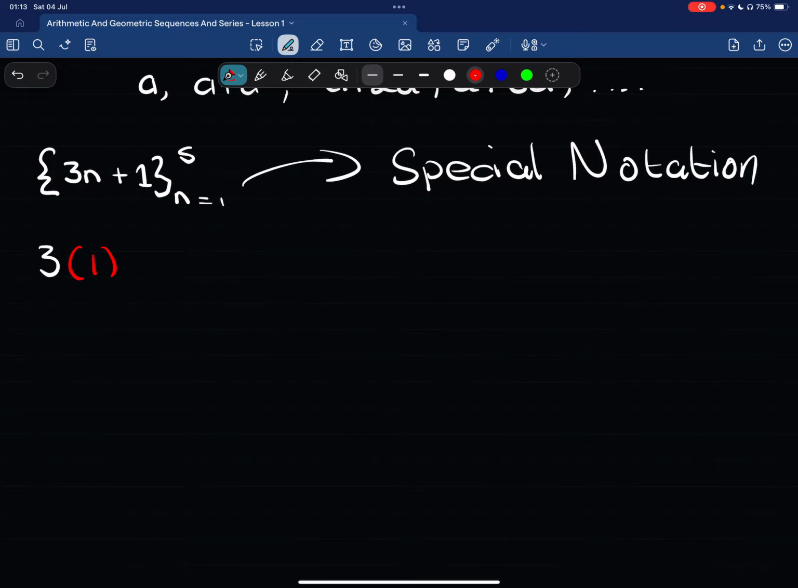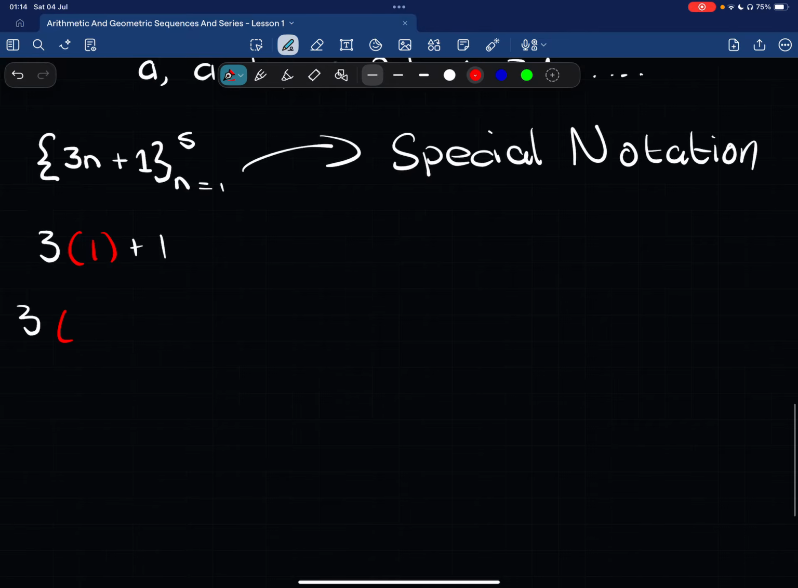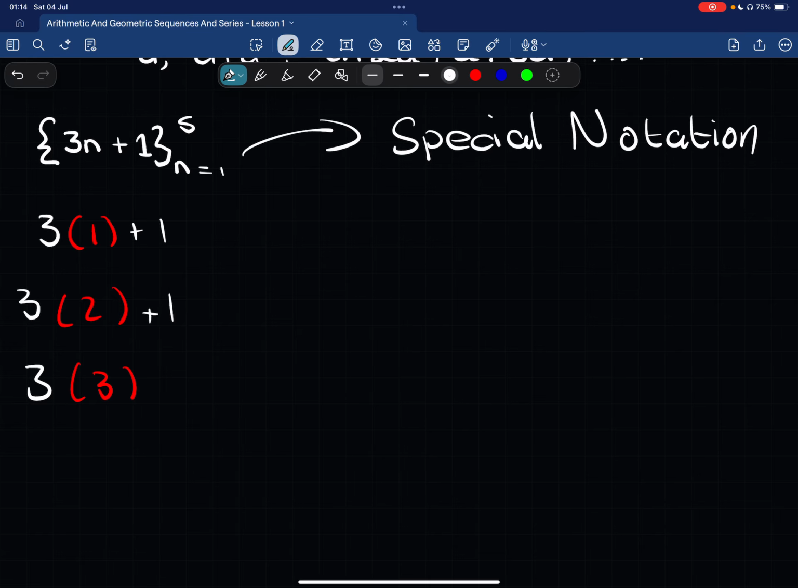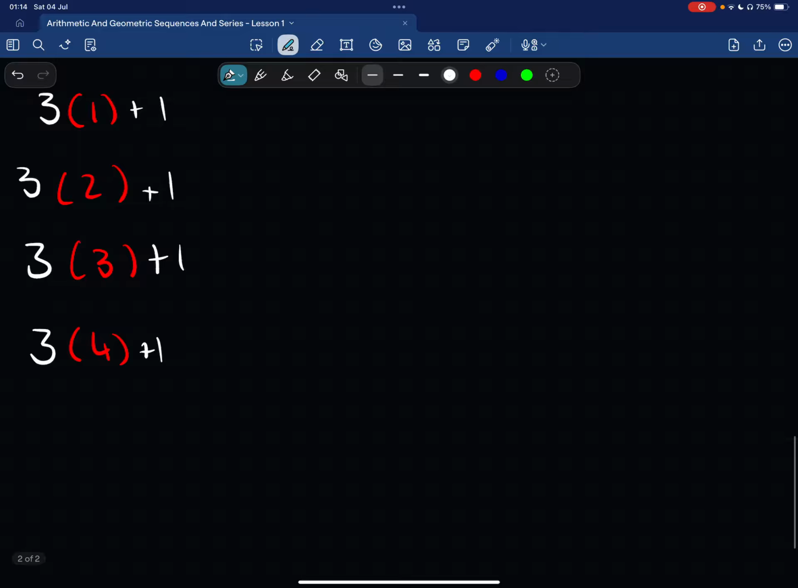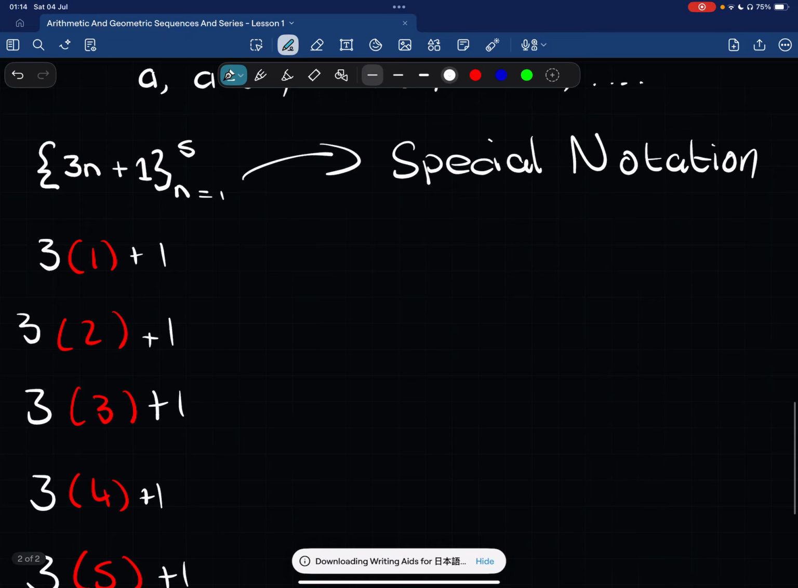So 3 into 1 plus 1, 3 into 2 plus 1, 3 into 3 plus 1, 3 into 4 plus 1, and 3 into 5 plus 1. And now we can go and work this out.